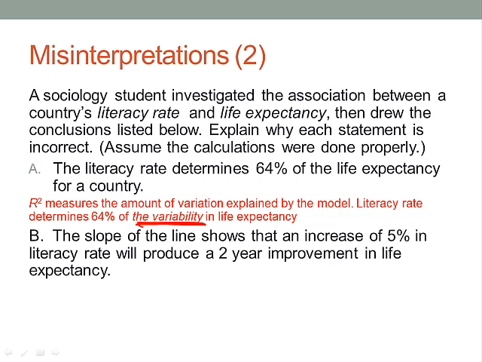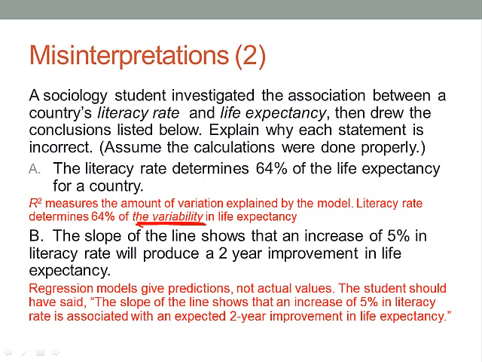So again, very similar to what happened in the last problem, right? They're just a little too prescriptive on what's going to happen. They give predictions, not actual values. We should have said the slope of the line shows an increase of 5% in literacy rate is associated with an expected 2-year improvement in life expectancy. So expected, predicted, language like that. We need to soften it a little bit.